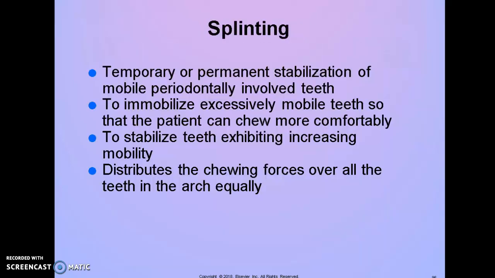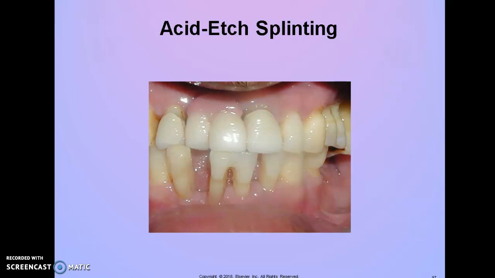Splinting can be temporary or permanent stabilization of mobile periodontally involved teeth to immobilize excessively mobile teeth so that the patient can chew more comfortably, to stabilize the teeth, decreasing their mobility, and to distribute the chewing forces over all the teeth in the arch equally. Here is a look at an acid etch splinting of these two lower incisors.